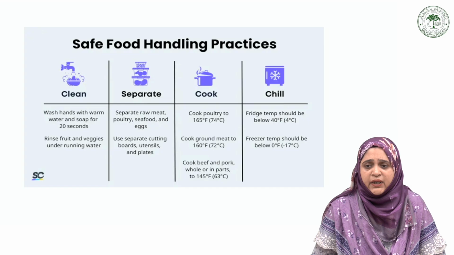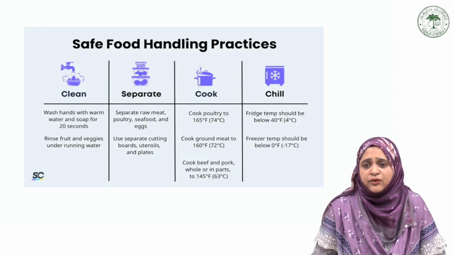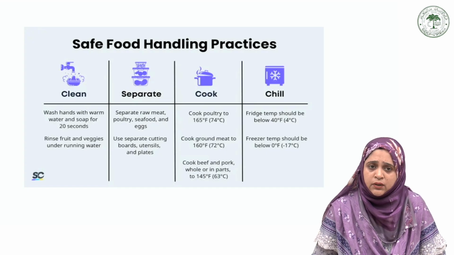Next one is separate. Keep raw meat, poultry, seafood, and eggs separate from other ingredients. Don't use containers, plates, cutting boards, or utensils that have held raw items for other ingredients unless they have been washed with hot soapy water.